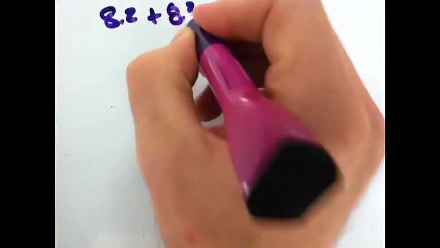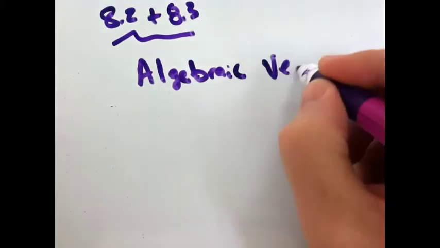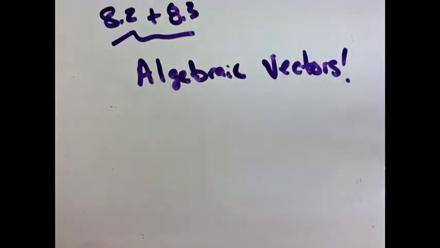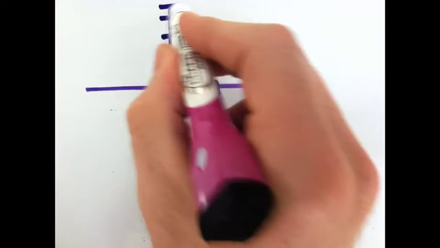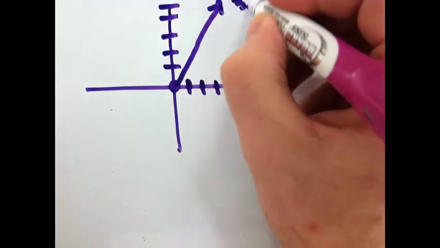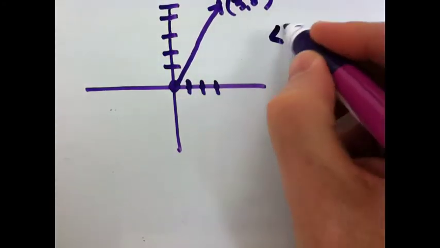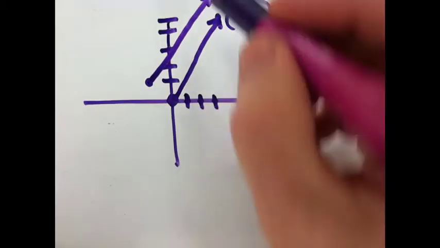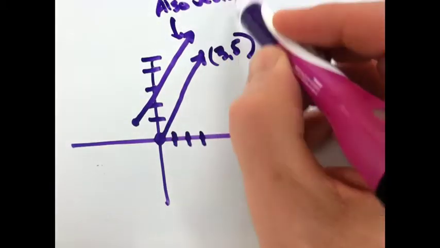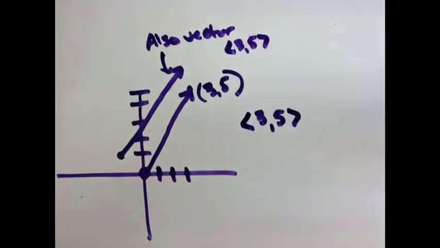We're going to start our discussion of 8.2 and 8.3, algebraic vectors. So we kind of looked at them geometrically today. We're going to look at them algebraically, which means we're going to put them on the coordinate plane. So let's pretend we drew a vector from the origin to the point (3, 5). We'd call it vector ⟨3, 5⟩, and we draw it with those cute little pointy brackets instead of parentheses.